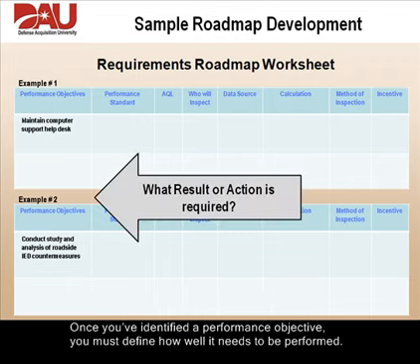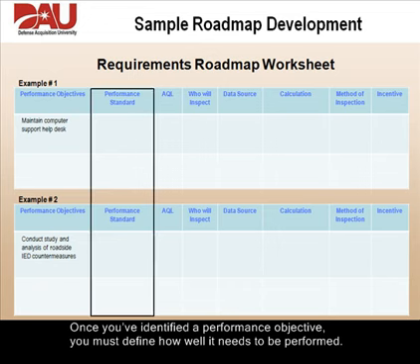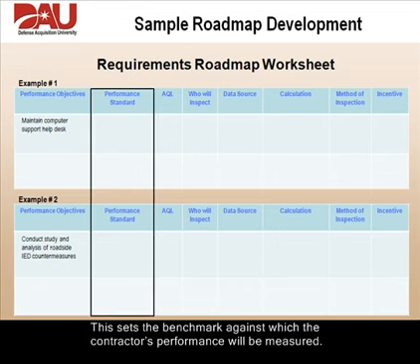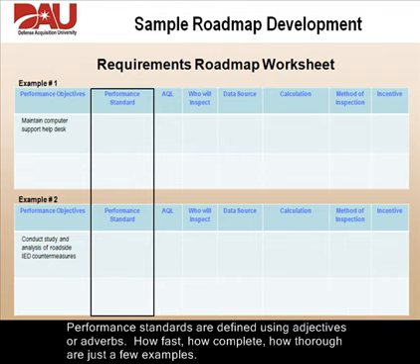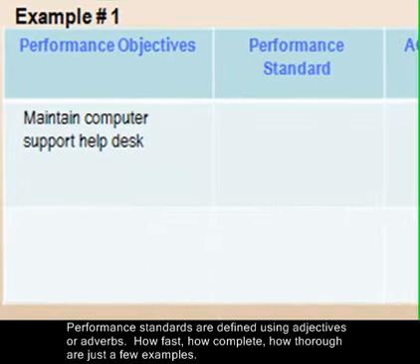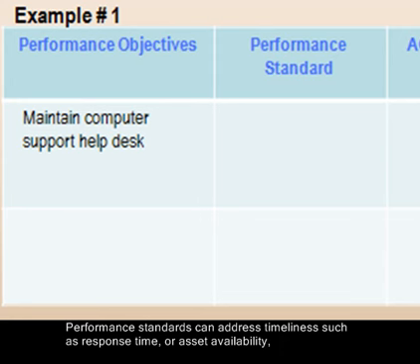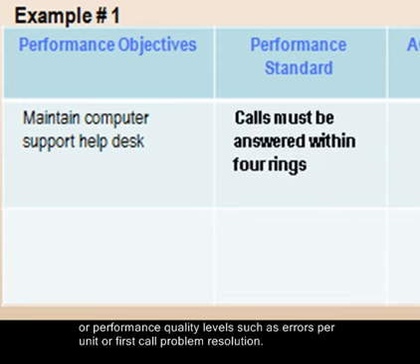Once you've identified a performance objective, you must define how well it needs to be performed. This sets the benchmark against which the contractor's performance will be measured. Performance standards are defined using adjectives or adverbs. How fast, how complete, how thorough are just a few examples. Performance standards can address timeliness, such as response time, or asset availability, or performance quality levels such as errors per unit or first call problem resolution.